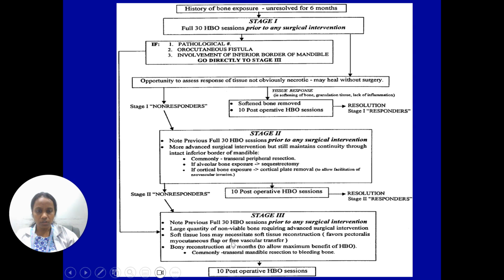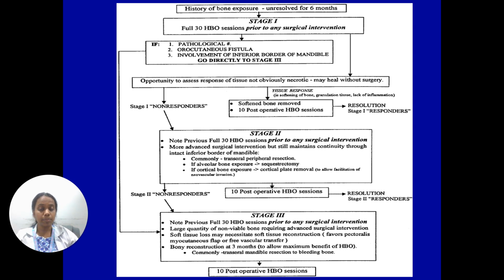For the soft tissue loss, necessary reconstruction, the myocutaneous flap or the vascular transfer has to be done, and the bone resection at 3 months minimum. Commonly the transfer and resection have to be done, and 10 dives of HBO therapy should be given following a resection in these cases. So, osteomyelitis.